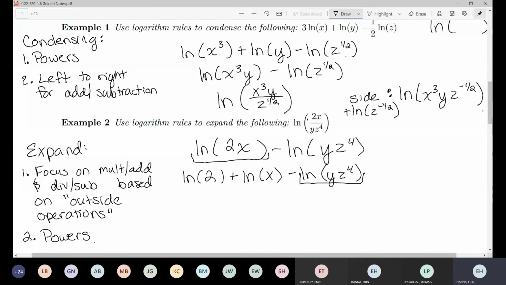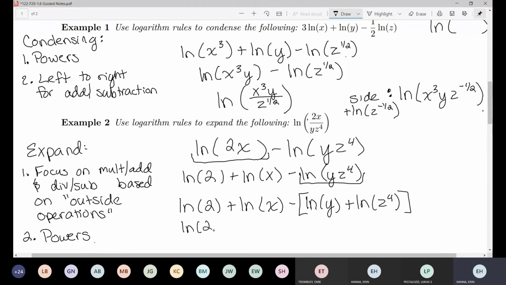So I'm done with those 2, so this last piece, I have some multiplication there as well. So once again, I can break that up into addition, but you want to be super careful. Anything that you break up that came after a subtraction should get put in parentheses or brackets, because you're going to need to make sure everything gets a negative. The negative is going to have to distribute through. So this would break up into the natural log of y plus the natural log of z to the fourth.